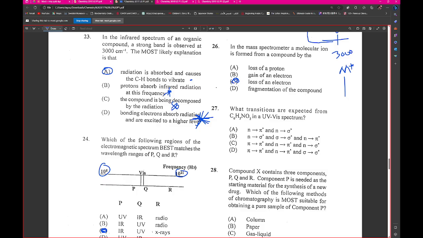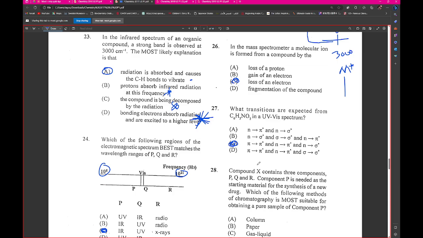I'm thinking C. Right, so you're thinking C. You're thinking correctly. So we know that nitrobenzene is aromatic first of all. That means that double bonds must happen. Therefore, there will be pi to pi star and n. Well, we know that that's pi to pi star. Okay, never mind. So it would be pi to pi star.